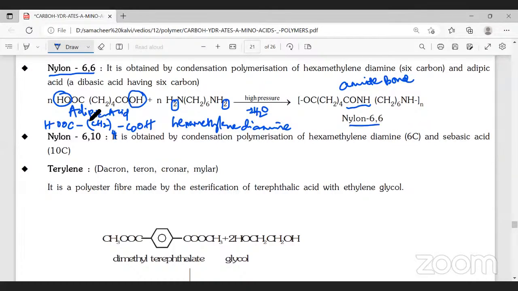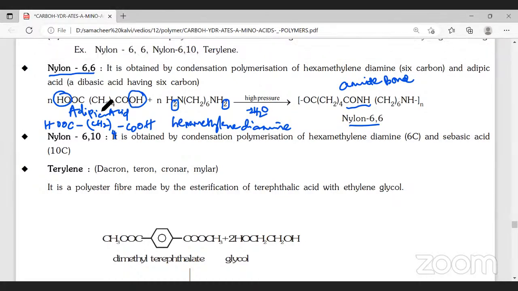Why is it called nylon 6,6? Because both the monomeric units have 6 carbons. Here we have 4, 5 and 6 carbons. Here also you have 6 carbons. Since both the monomeric units contain 6 carbons, it's called nylon 6,6. And you can see there is an elimination of water. Instead of writing minus 2 H2O here, we can write plus n moles of H2O, because we don't know how many molecules of adipic acid and how many molecules of hexamethylene diamine there are. Therefore, we write n moles.